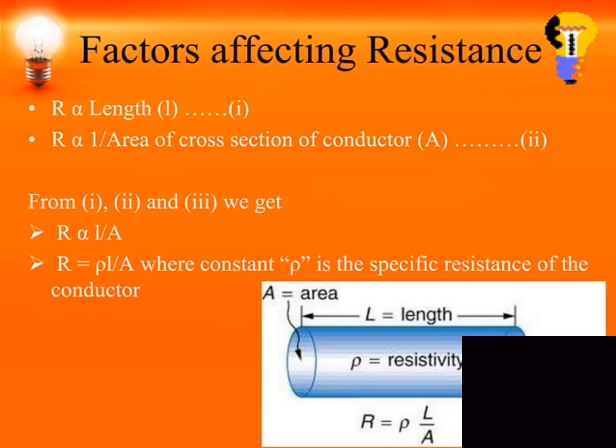And what are the factors that affect the resistance? Definitely the length and the area of the cross section. Those are the two factors which affect the resistance. If the area of cross section is large, the resistance is also higher. If the area of cross section is small, the resistance is lower. It also depends on the length. Okay.